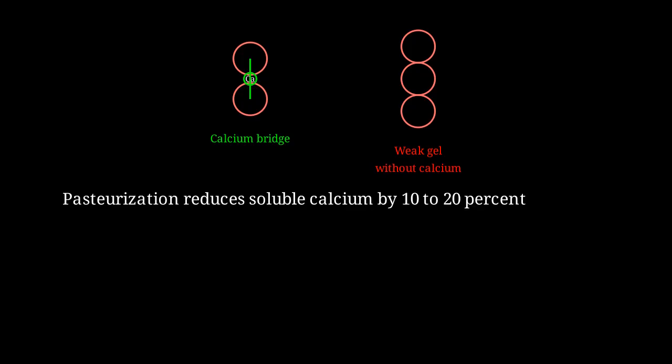Pasteurization causes some calcium phosphate to precipitate, reducing the amount of soluble calcium by 10 to 20%. This weakens curd formation, which is why cheesemakers often add calcium chloride to pasteurized milk.